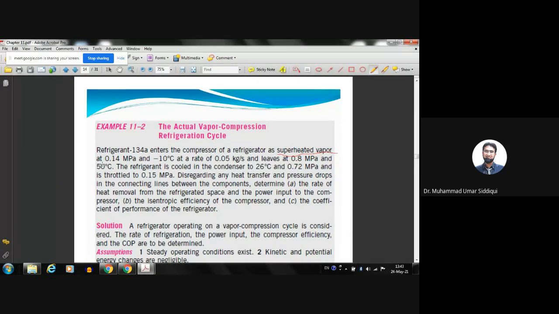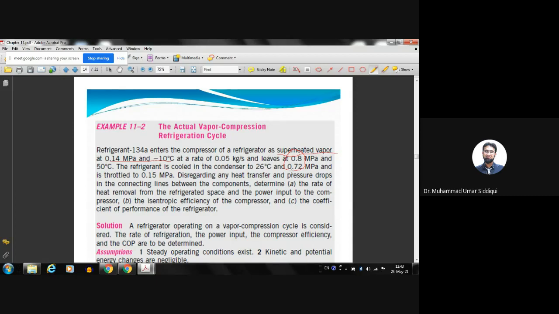And the pressure and the temperature is provided at a rate of 0.05 kg per second and leaves at 0.8 megapascal and 50 degrees centigrade. So the inlet and exit to the compressor are provided in terms of the temperature and pressure. The refrigerant is cooled in the condenser to 26 degrees centigrade and 0.72 megapascal. So you see here, even within the condenser, there is a drop in pressure. So from 0.8 to 0.72, that means there's about 0.08 megapascal pressure drop within the condenser as well. And it's throttled to about 0.15 megapascal.